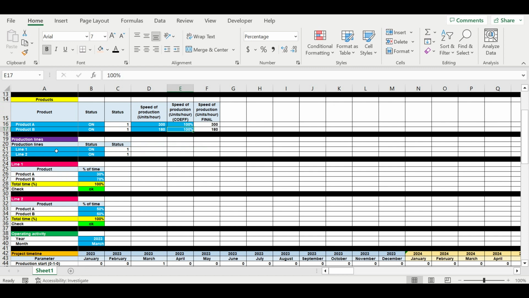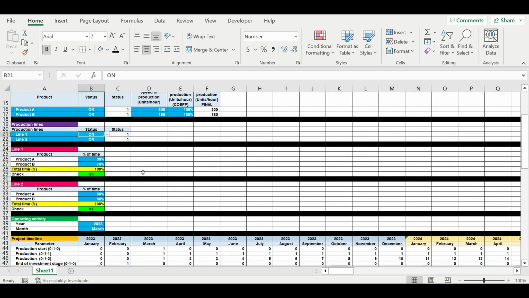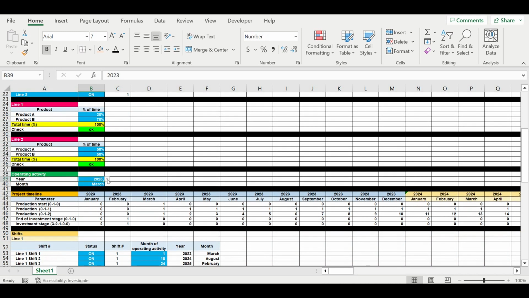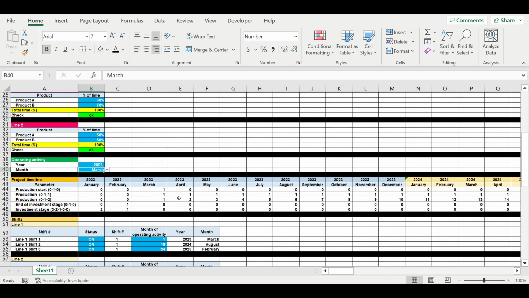Then we assumed that we have two lines. We can switch them on and off from calculations to see the cash flow statement with or without this or that production line. Then we assumed that we need to allocate the time between product A and product B when we produce these products on line 1 and on line 2. Then we specified when we start operating activity, when we start manufacturing our products.